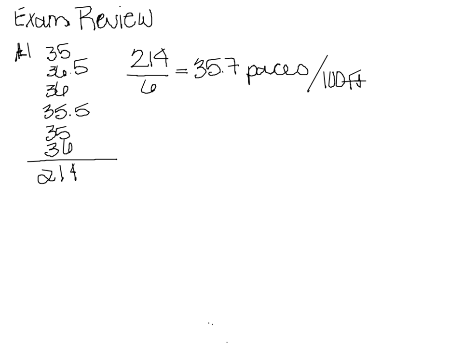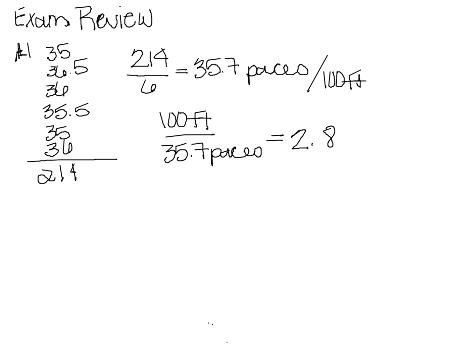Okay, and the question is asking you for feet per pace. So 100 feet divided by 35.7 paces equals 2.8 feet per pace. Okay, that's part A of the question.